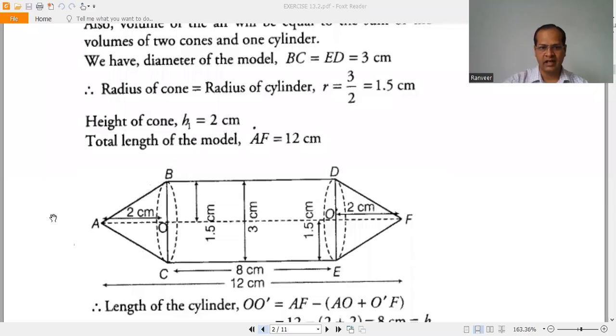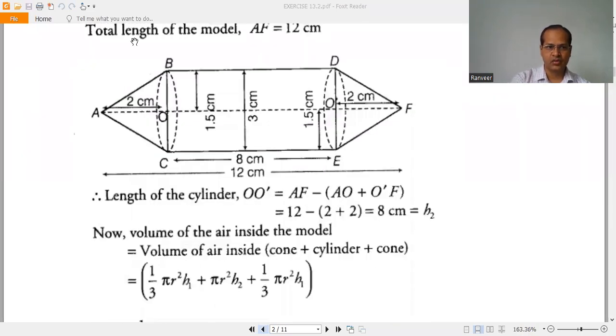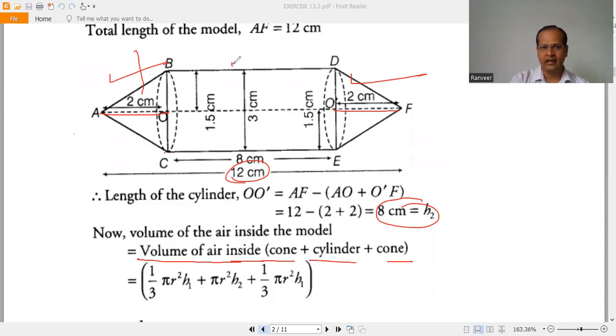Now the length of the cylinder: this is 2 centimeters and this is 2 centimeters, so these 2 centimeters on each side we have to subtract from 12 centimeters. So h2, the height of the cylinder, becomes 8 centimeters. The total volume inside the model is the volume of the cone plus the cylinder plus the cone. Both cone volumes are the same, so it is 2 times the volume of the cone plus the volume of the cylinder.